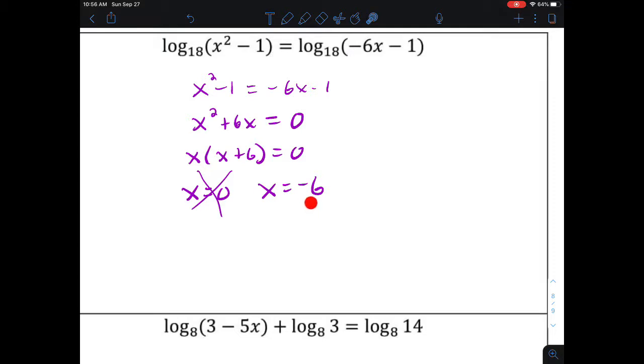Now I go put negative 6 in and do the same thing. Negative 6 squared minus 1 is bigger than 0. Negative 6 times negative 6 minus 1 is bigger than 0. So my answer here turned out to only be negative 6.